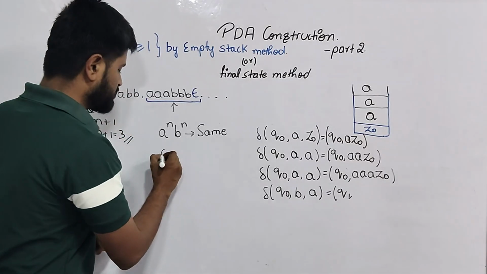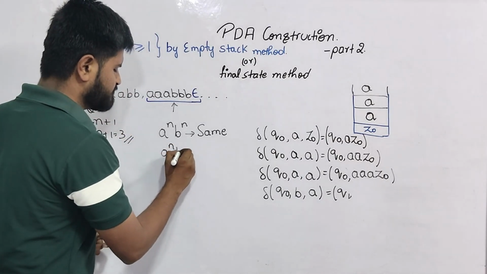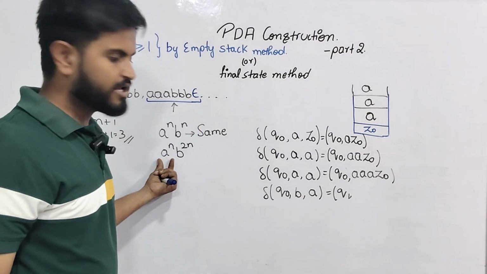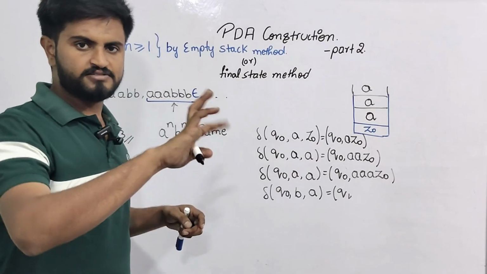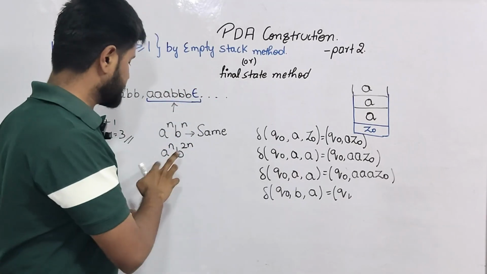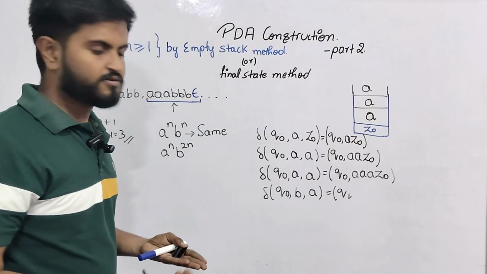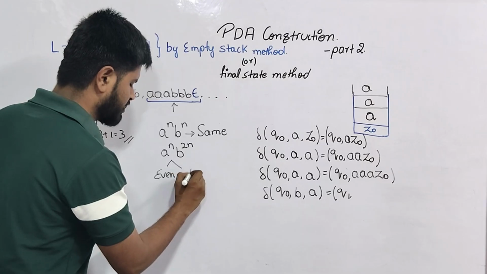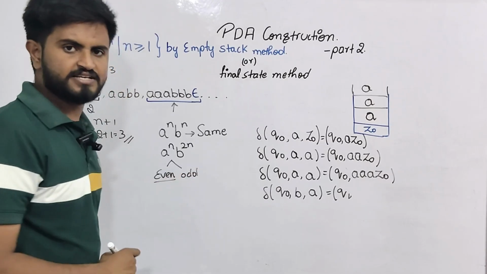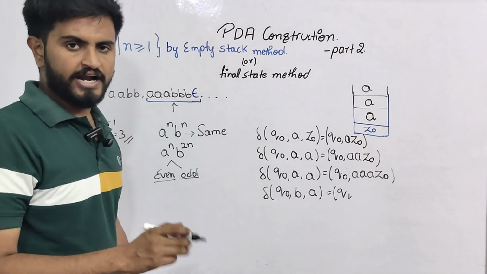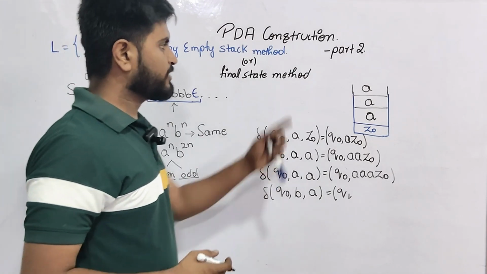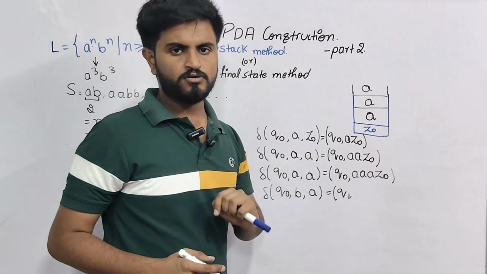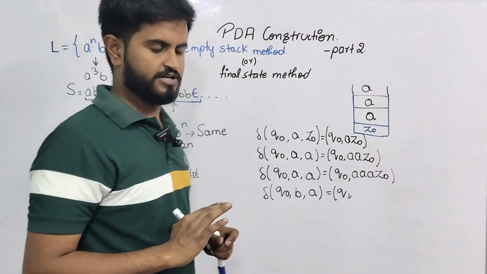But when there is a change in the number of a and b, that is a power n, b power 2n, here, how many a's are there? Twice the number of b's are there. That is, the change in the number of a's and b's will happen. So you will have two situations. One will be even and another one will be odd. That is, you will consider one state as even and another state as odd, and you will give the connections to that. I have solved it in part 1. This is part 2. You can see the part 1 video in the description or in the i button I will give.